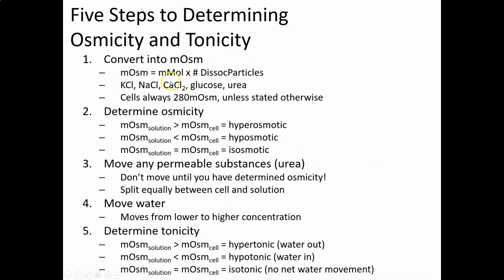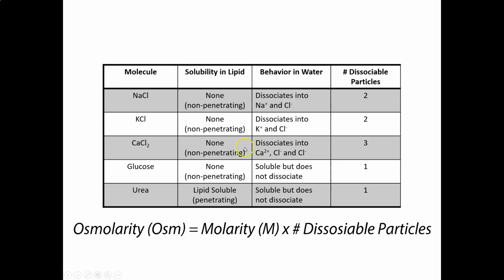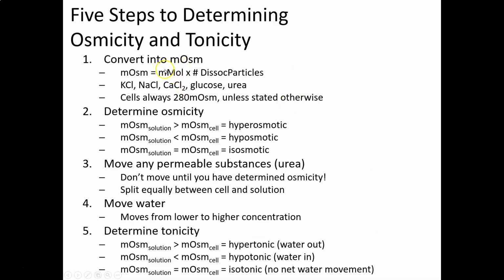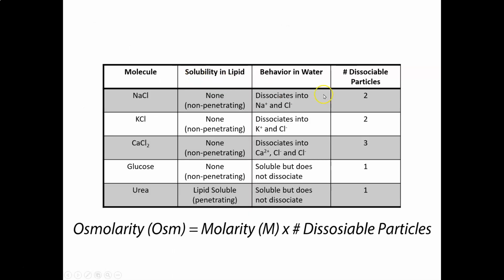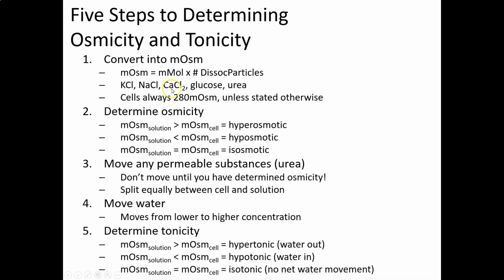So as an example, what happens if I said, oh, we have 140 millimoles of NaCl? All right, so I'll go back here and go, okay, NaCl, oh, look, there's 2 dissociable particles. I said I have 140 millimoles, means 140 times 2 dissociable particles. Again, NaCl, 2 dissociable particles here at the top. So that gives me a milliosmolarity of 280.